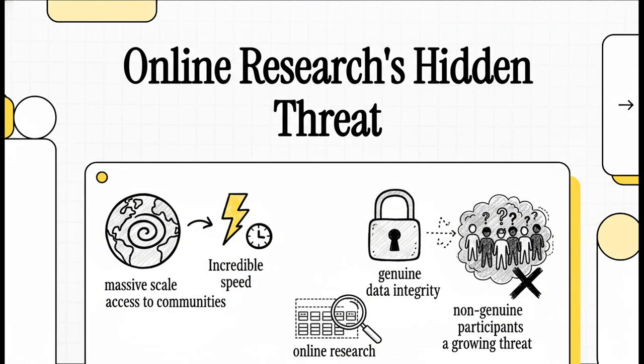Online research has totally changed the game for us, right? It's fast, we can reach a massive number of people, and connect with communities we never could before. But there's a pretty big catch, a hidden threat that can, well, totally mess up our data. I'm talking about non-genuine participants. So, what are we going to do about it?